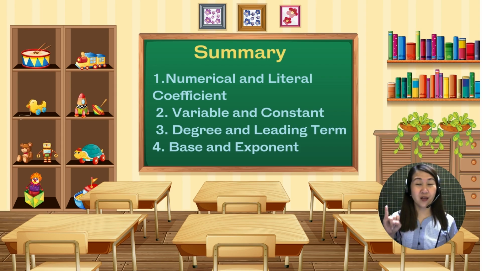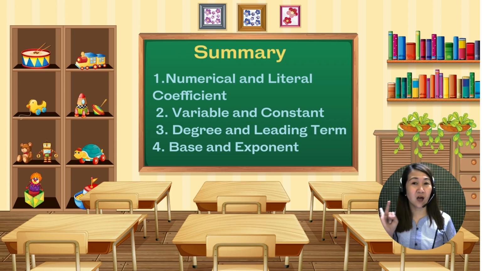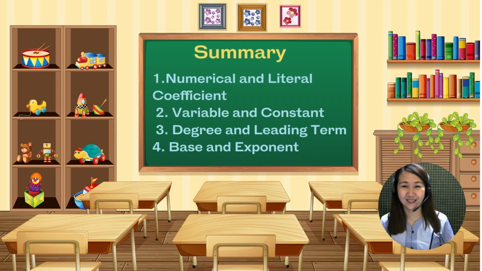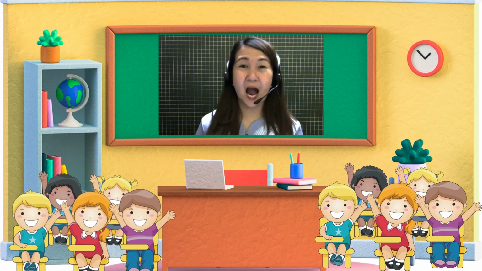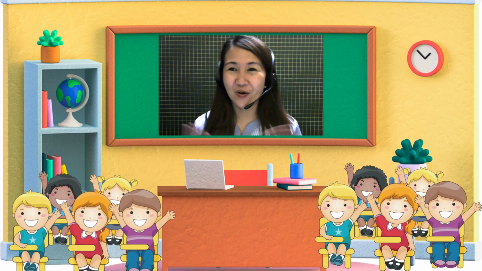First, numerical and literal coefficient of an algebraic expression. Second, the variable and constant. Third, the degree and leading term of a polynomial. And the last one is the base and exponent. And that ends our lesson for today.